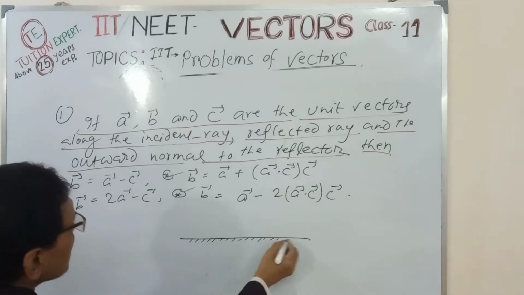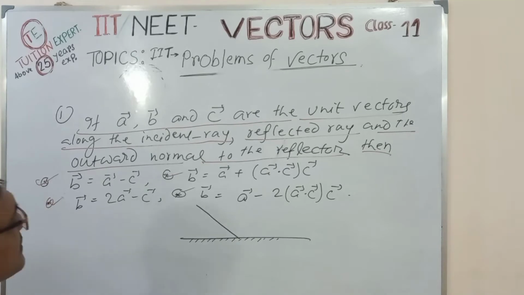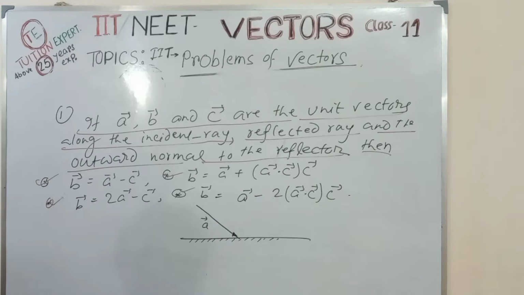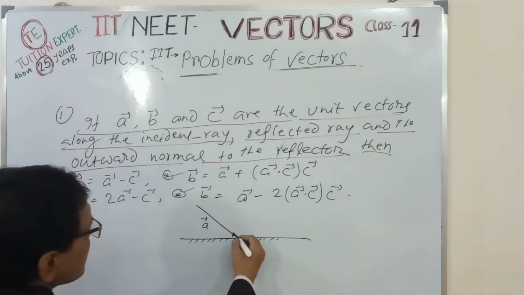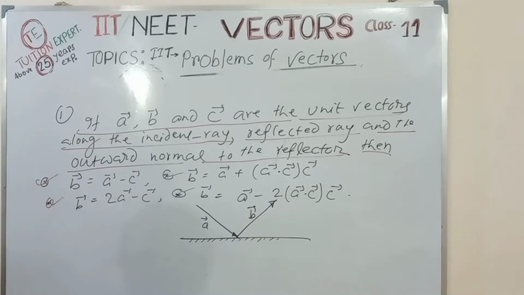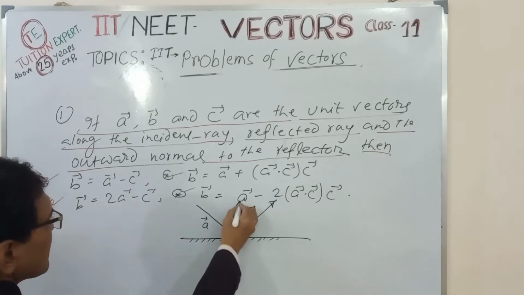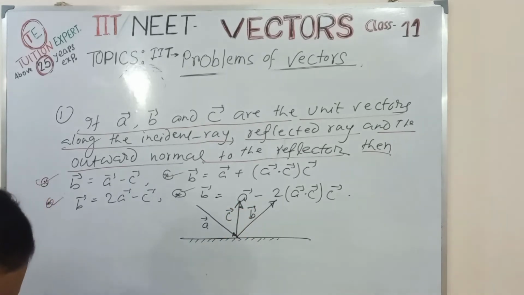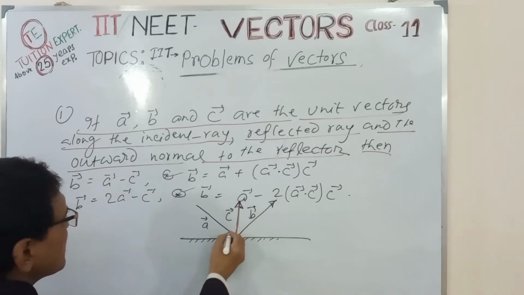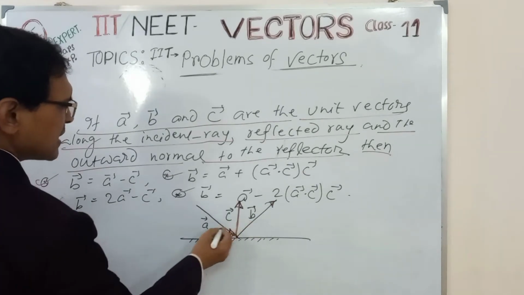Suppose this is a mirror. This vector is A, the reflected ray is B, and C is this. So this is C, this is A, this is B.